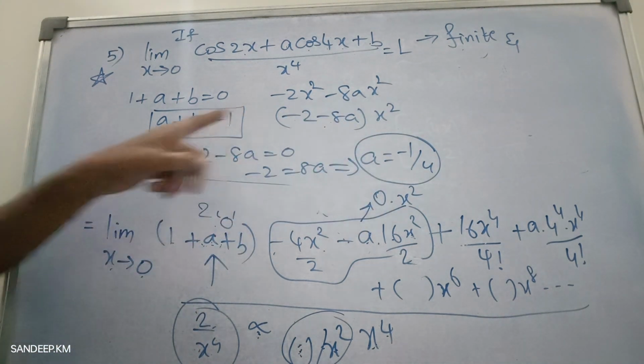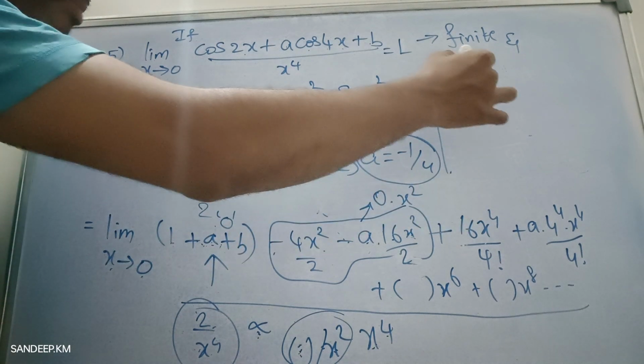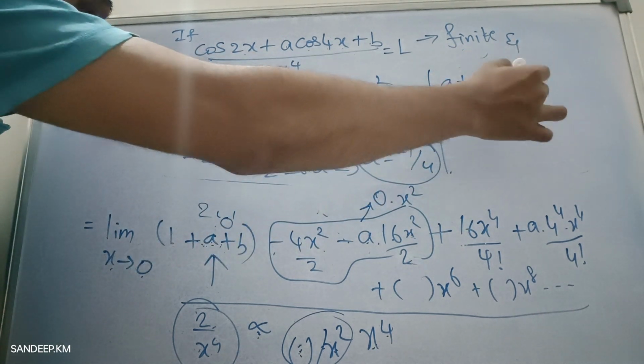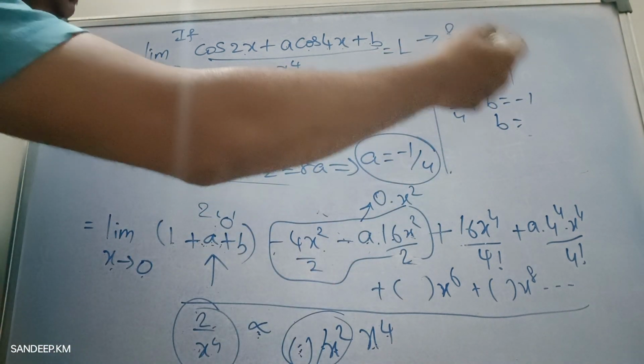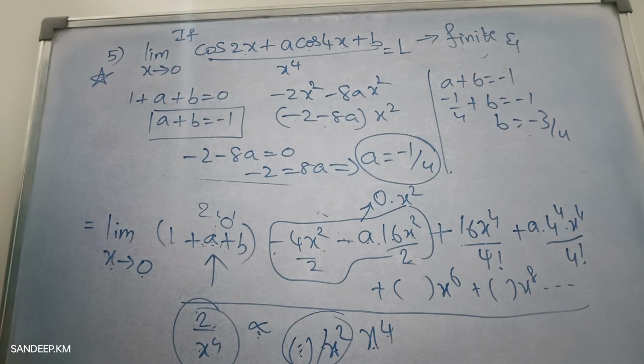Now substitute this a value in this equation, and you will get the b value. A plus b is minus 1. A is minus 1 by 4, plus b equal to minus 1. B is equal to, taking minus 1 by 4 to the right side, minus 3 by 4. We got the a value and b value.